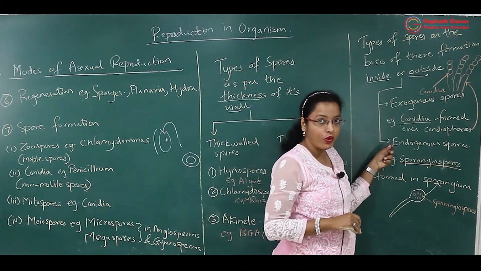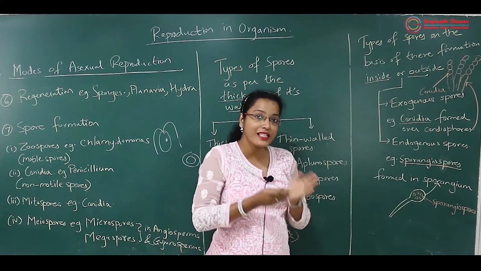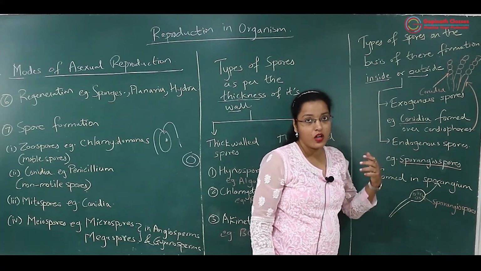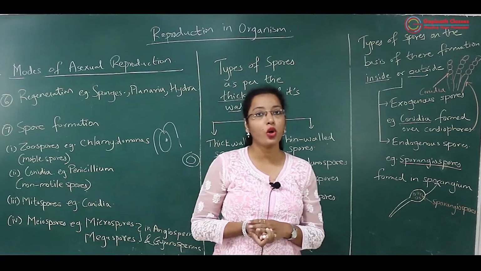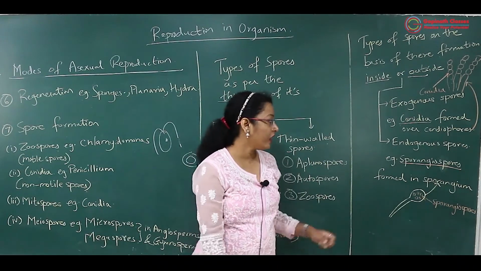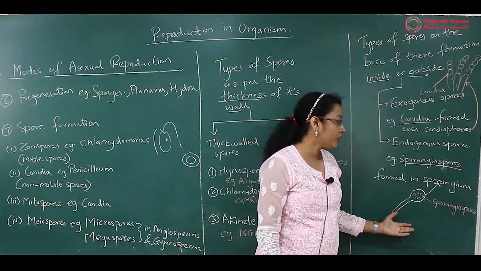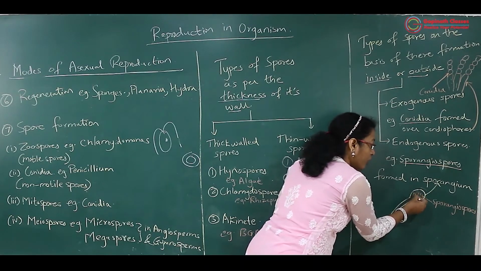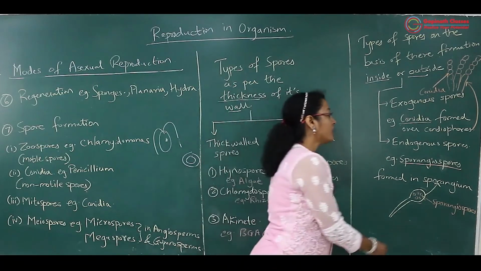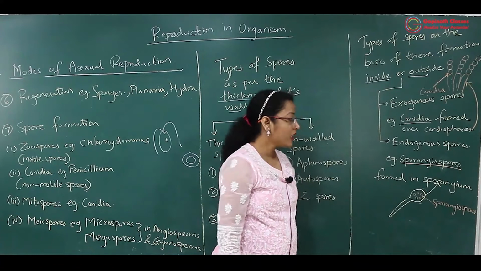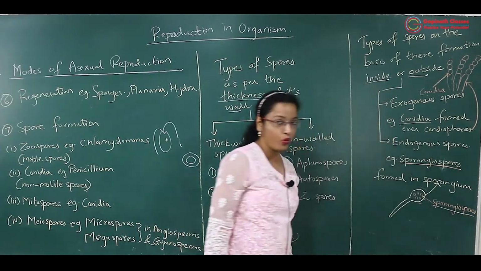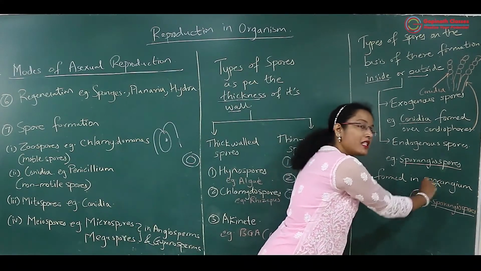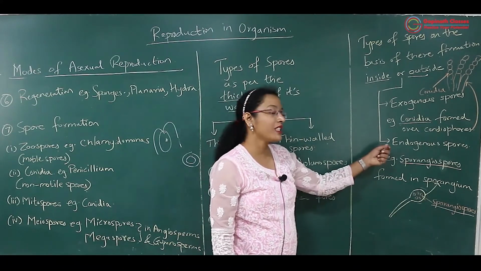Then the second type of spore is endospore. Endospore is found inside the body of the organism. Okay, that's why they are known as endospores. You must have studied in biological classification one of the topics, that is classification of fungi. In that, Mucor is one type of fungi which produces sporangium. This is the sporangium. Okay, and in the sporangium you can see many spores are formed. So as the spores are formed inside the sporangium, such types of spores are known as sporangiospores. So where are the sporangiospores formed? Sporangiospores are formed inside the sporangium. That's why they are endogenous spores.